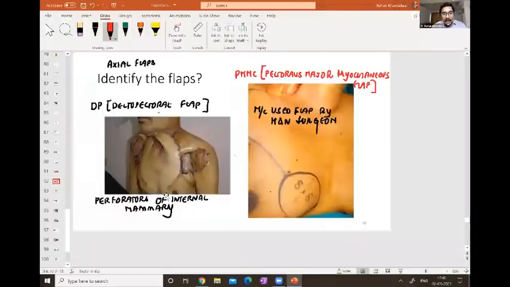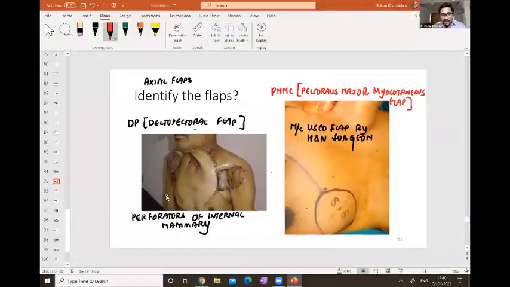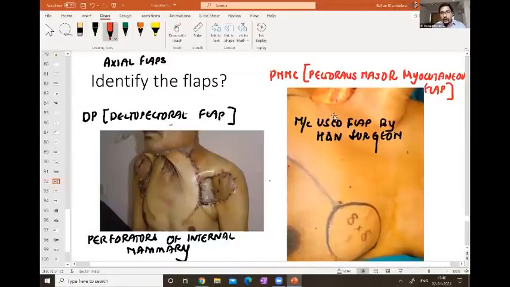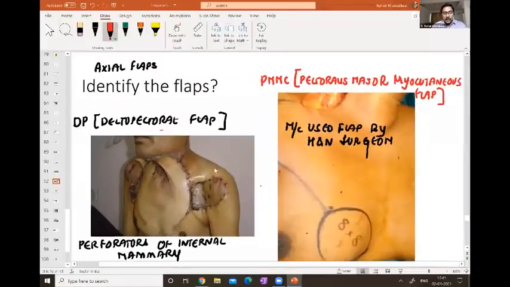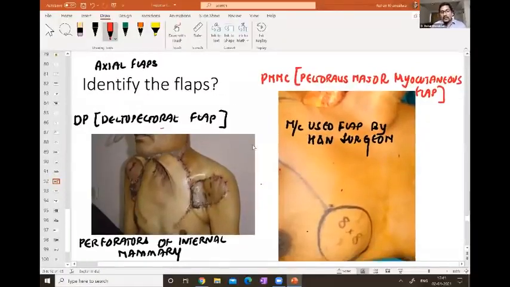These are axial flaps used for head and neck reconstruction, and you should know PMMC. PMMC has been asked multiple times in your exam. PMMC is pectoralis major myocutaneous flap. And this is the most commonly used flap by a head and neck surgeon. This question has been asked.